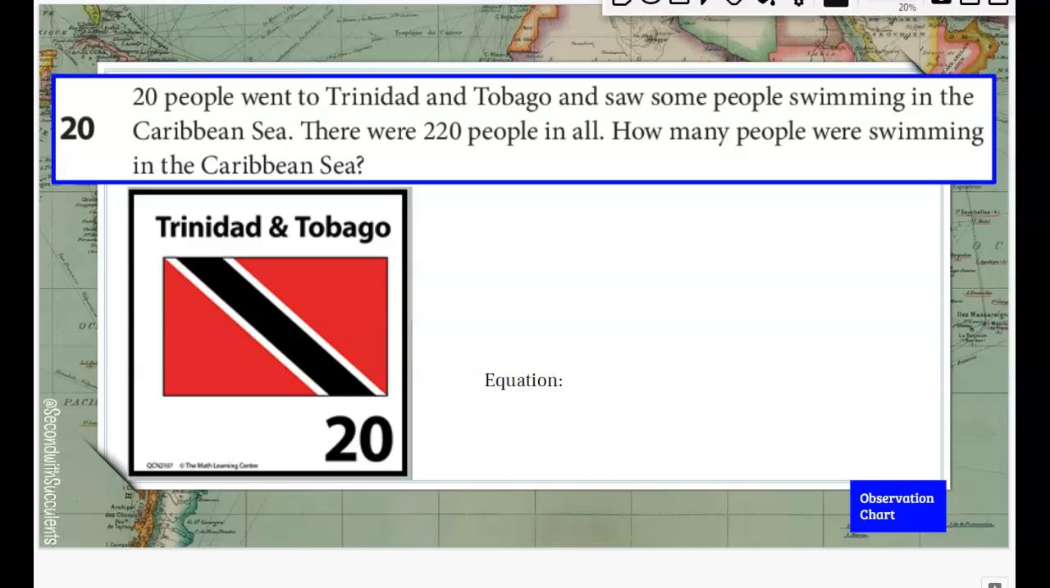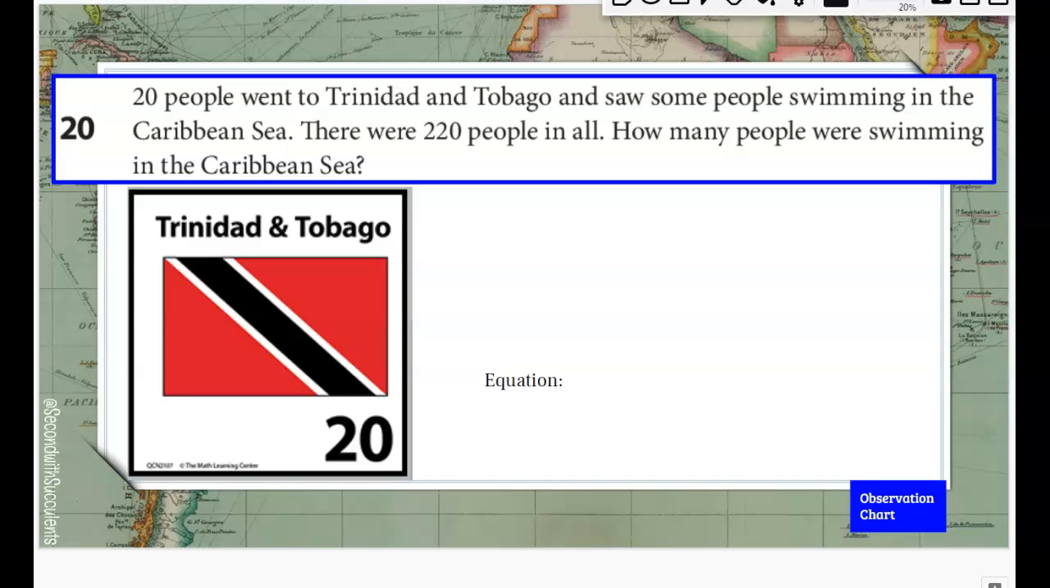For this problem, we are in Trinidad and Tobago. Listen for the first read. 20 people went to Trinidad and Tobago and saw some people swimming in the Caribbean Sea. There were 220 people in all. How many people were swimming in the Caribbean Sea? I'll read this again. You're writing your equation, thinking about the parts that are missing and what the problem wants to know. Listen as I read.